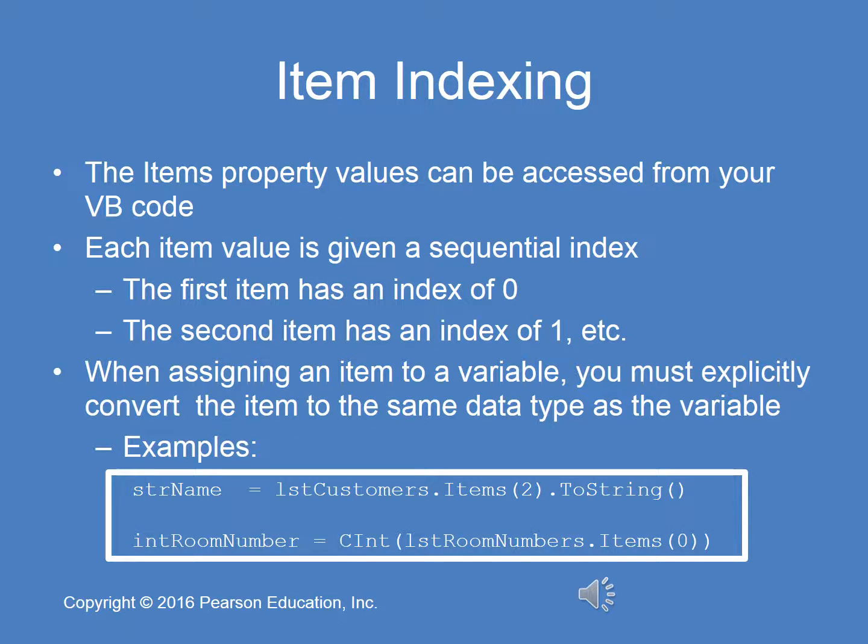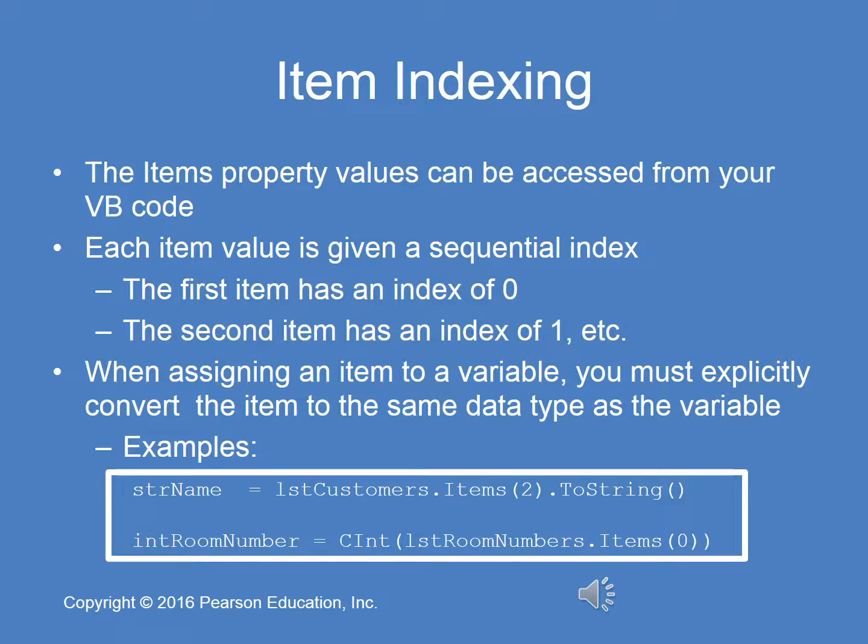Each item in your list is assigned an index value, and the first item always has an index of 0. This is not the most intuitive numbering system, but it is the way most computer numbering systems work. The second item has 1, the third item has 2, etc. So when you assign an item to a variable, you must explicitly convert the item to the same data type as the variable. Here's an example: listCustomers.Items[2], which is actually the third item in the list, sent to the ToString method, and then assigned to string name.